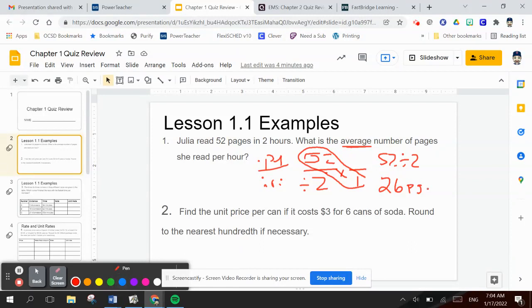If I look at example number 2, it says find the unit price per can if it costs $3 for 6 cans of soda. Round to the nearest hundredth if necessary. So if we're going to compare cans to dollars, there's 6 cans for $3. I want to know how much 1 can is.